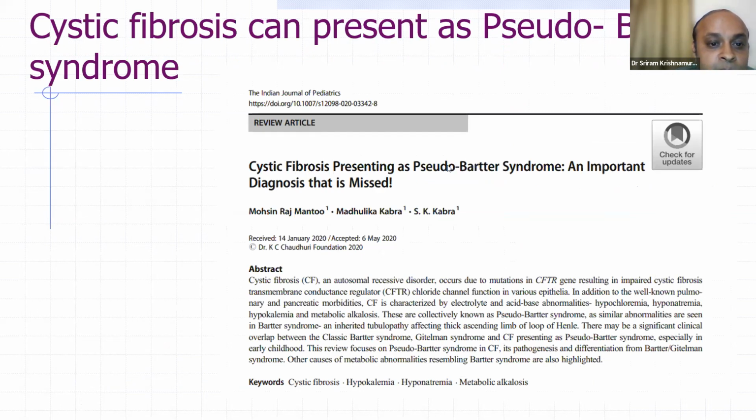Cystic fibrosis may mimic Bartter. If you do not have any lung manifestations, sometimes the distinction may be very difficult. And in our own experience, among about 20 cases of Bartter in whom we have sent mutations, 2 of them actually turned out to be cystic fibrosis. So one should be aware that with cystic fibrosis, when there are no lung manifestations, it may sometimes be difficult to make a diagnosis. It may also have hypokalemic metabolic alkalosis. And this is one very good review published in the Indian Journal of Pediatrics, where cystic fibrosis in a very large series has been shown to mimic Bartter syndrome.